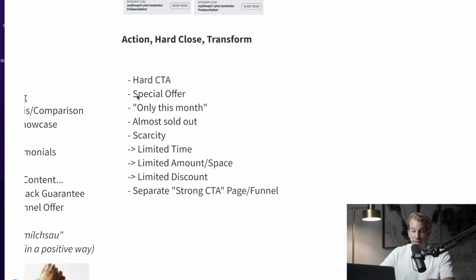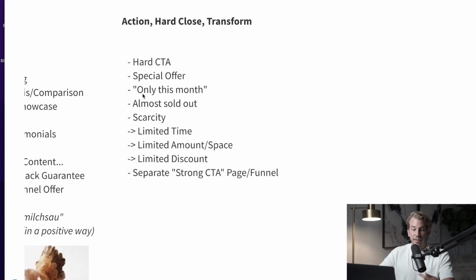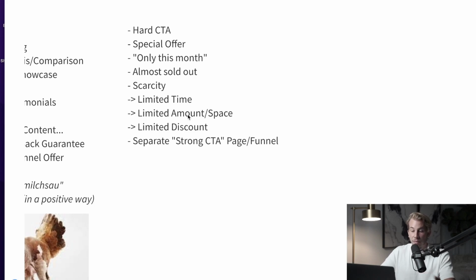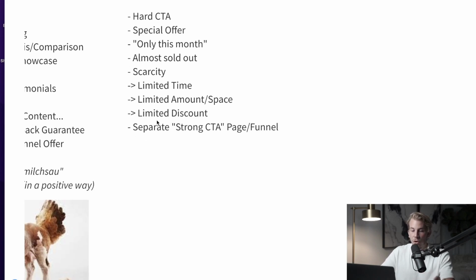You could give them a special offer, something that's only valid this month, or you could do a special campaign, special pricing, Christmas campaigns or New Year's campaigns or summer, autumn, spring, winter campaigns, where you would put badges onto your ads or onto your pages that say it's almost sold out, that there's scarcity. So it basically means limited time, limited amount or space, limited slots, or a limited discount which is only valid for the next 100 customers that sign up this month.